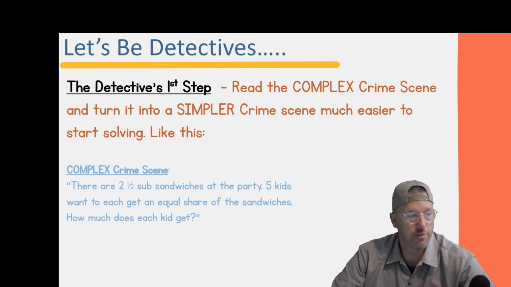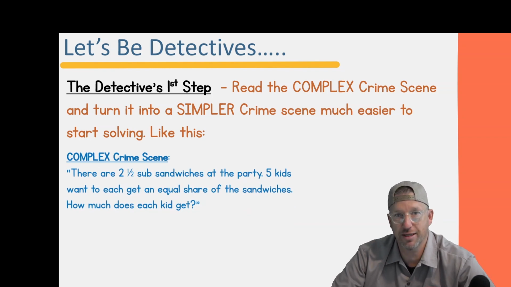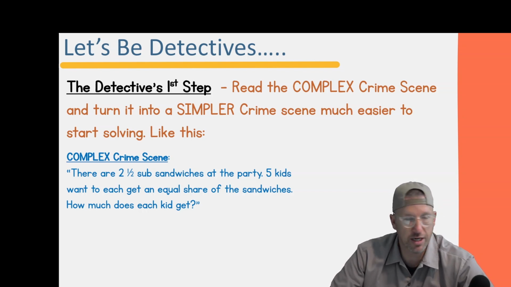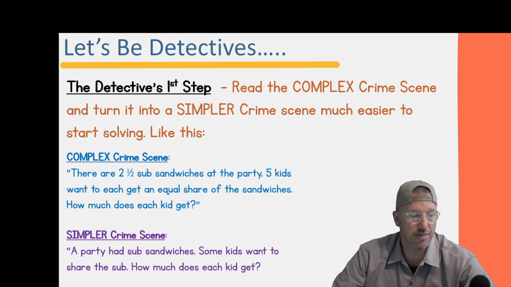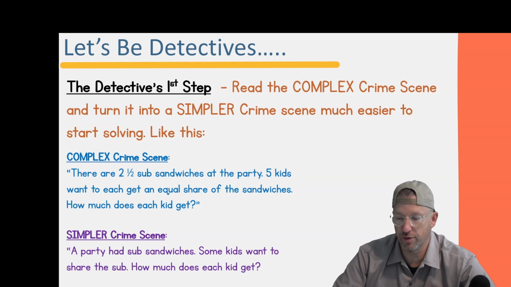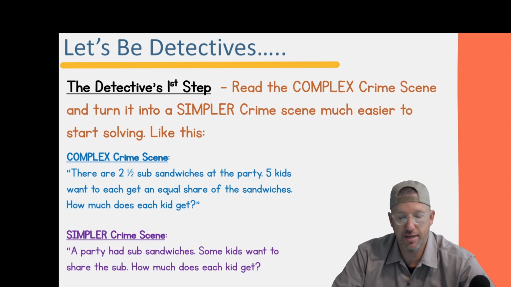The first thing we're going to do is take a complex crime scene and make it simpler. And how do we do that? Here's our complex crime scene. There are 2.5 sub sandwiches at the party. 5 kids want to each get an equal share of the sandwiches. How much does each kid get? That's the complex crime scene with all kinds of details and words. Let's make it simpler. A party had some sub sandwiches. Some kids want to share the sub. How much does each kid get? I take the numbers out, make it simpler, and see if it helps my brain think through, I bet I'm multiplying or I bet I'm dividing. And if it doesn't, maybe the next step will.